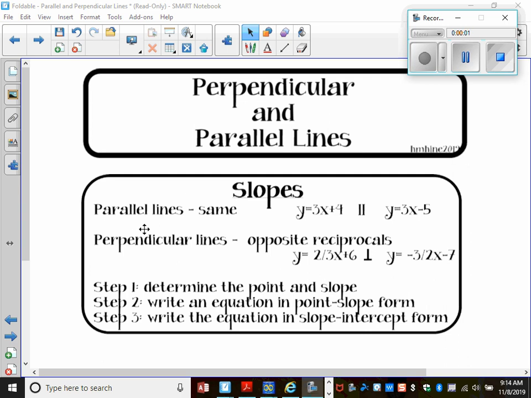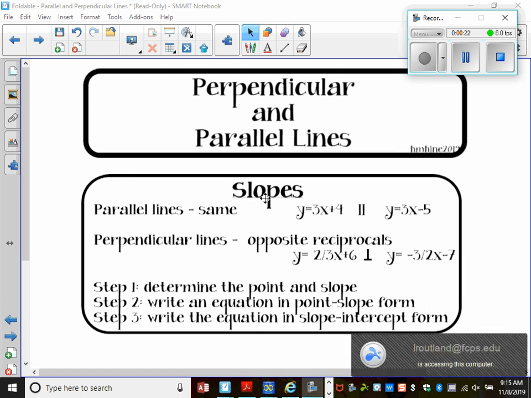Lines, and what you want to know about the slopes of both of these types of lines. Number one, for parallel lines, they will always have the same slope. So if you were to take your graphing calculators and put in a whole lot of different equations that have the same slope, you'll see that the lines will remain parallel to each other.